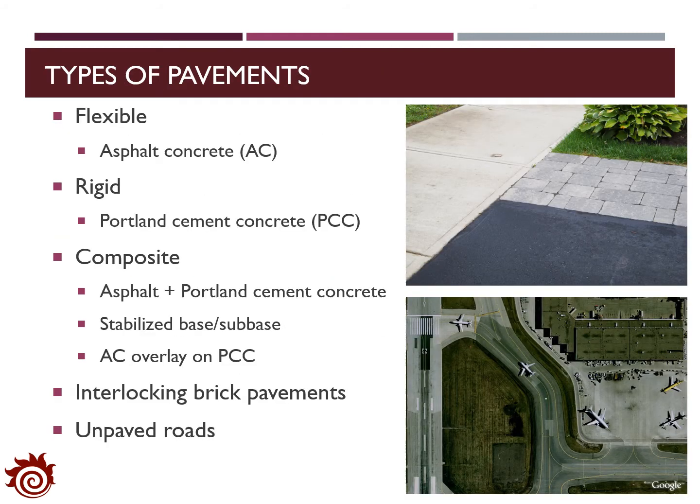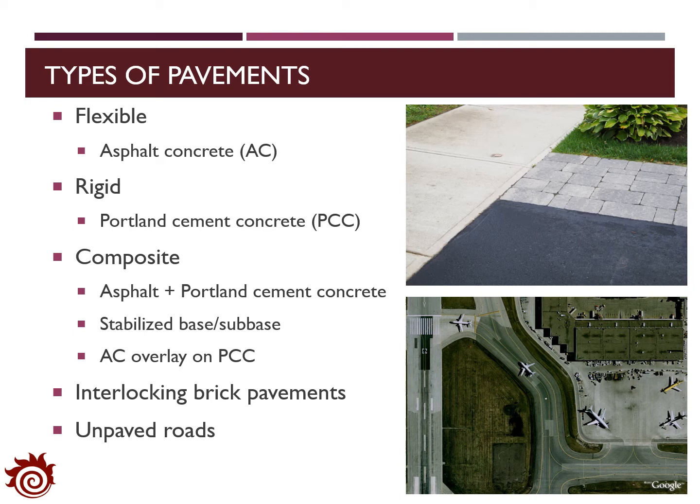In the real world, there are 5 different types of pavement which are applied for road construction. The first one is flexible pavement, which will use asphalt concrete. The second one, rigid pavement, will apply Portland cement concrete.